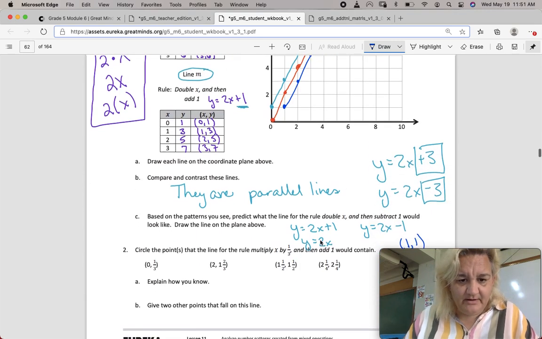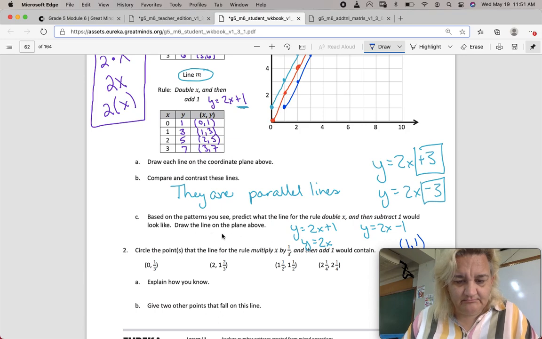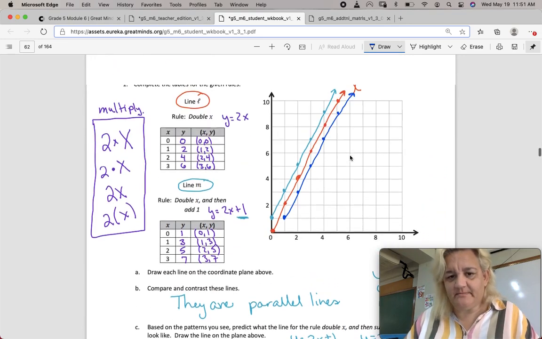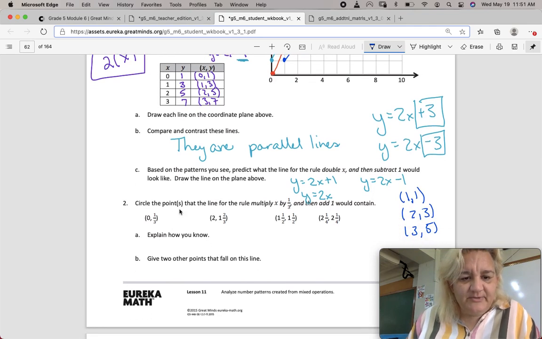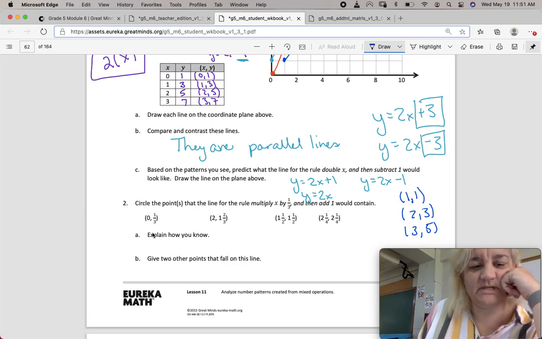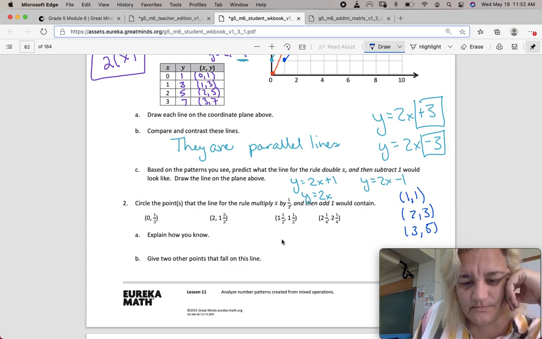And that one we are going to call, well, it didn't give us a number, a letter. We'll just write it there. Okay. Circle the points on the line for the rule that multiply x by 1/3 and then add 1 would contain. Okay, so here's the rule. Multiply x by 1/3 and then add 1.